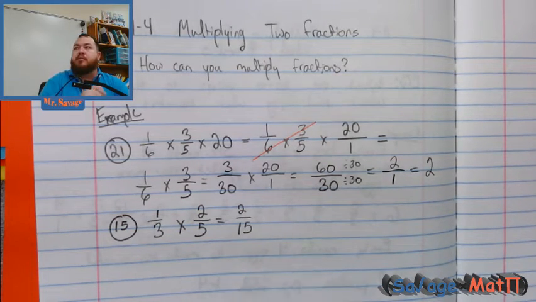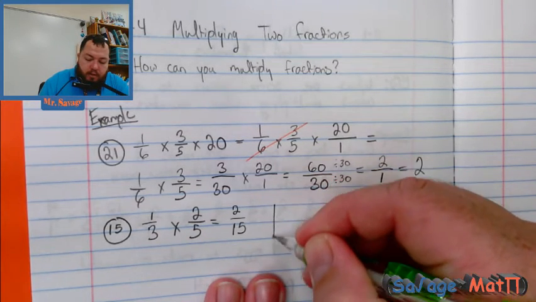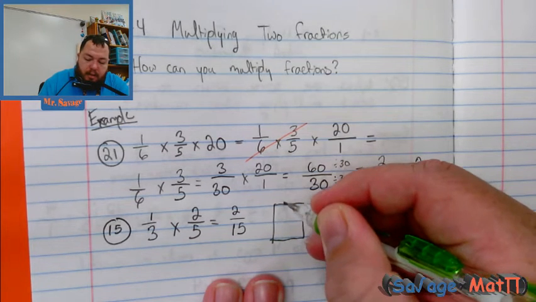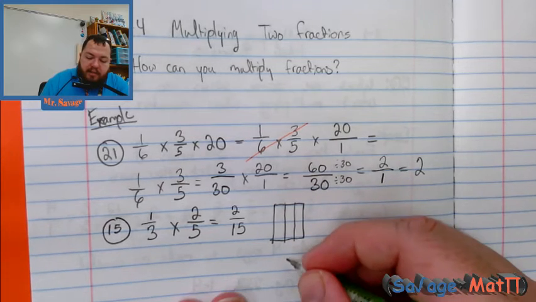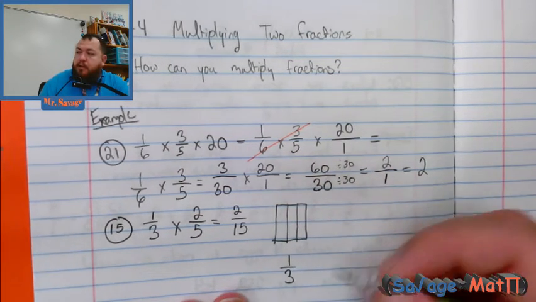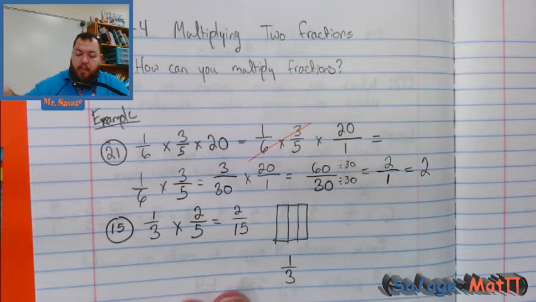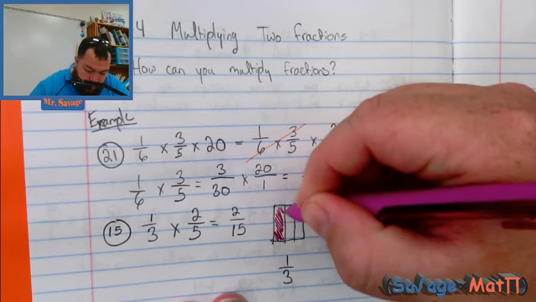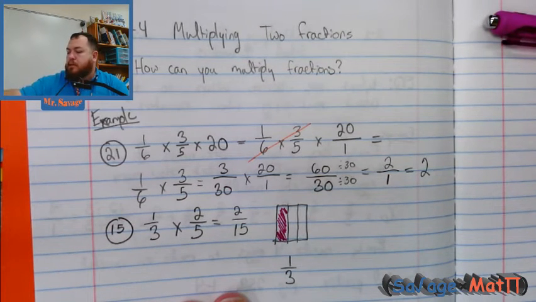So the next thing I want to do is show you how we could model this. The first thing we're going to do is draw a brownie pan, and I'm going to divide it into thirds. And this is going to represent 1/3. And I'm going to color in 1/3 of my brownie pan. I'm going to use purple. Let's use green for the next one.